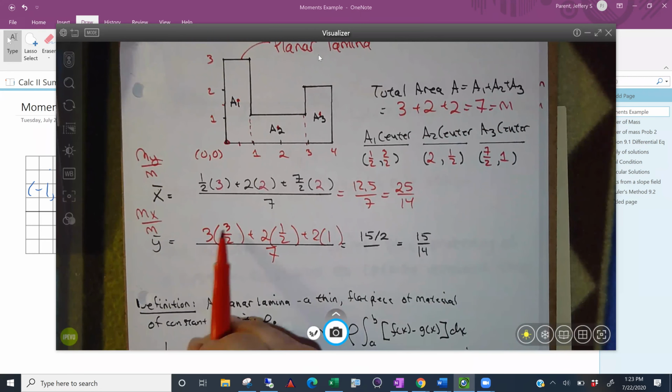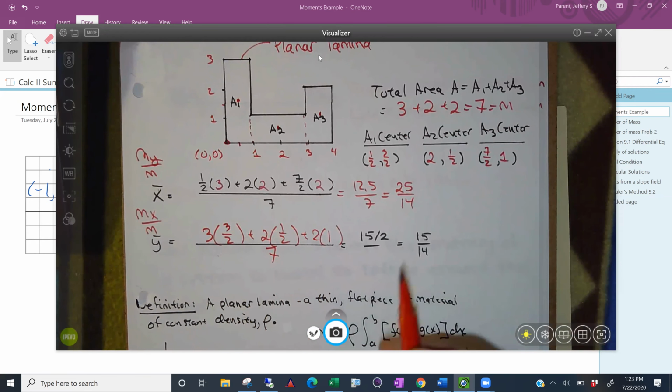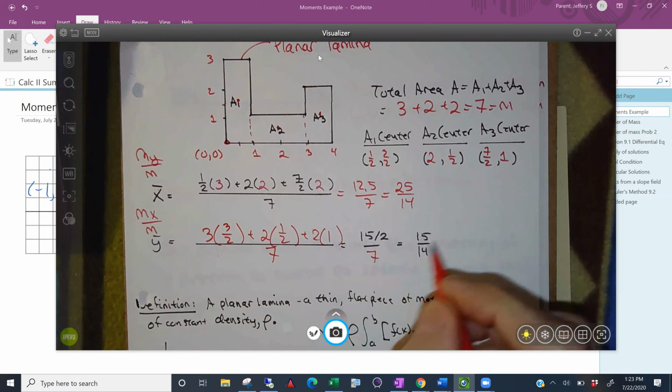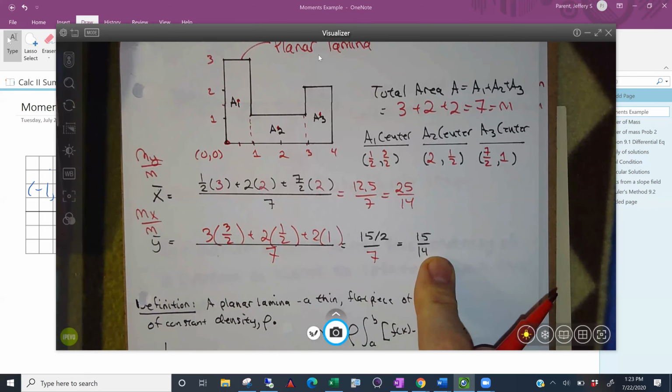So if I multiply that out, that's 9/2 plus 2/2 is 11/2. Call that 2 or 4/2. 11/2 plus 4/2 is 15/2, divided by 7 gives you y bar, the y coordinate of your centroid.